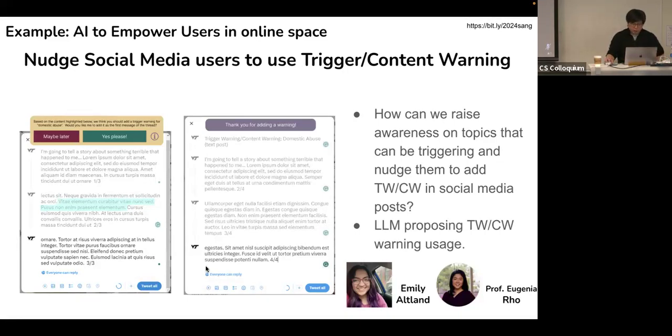For example, on the top it says medical abuse, sexual abuse, or suicide. Those kinds of cues are recommended.